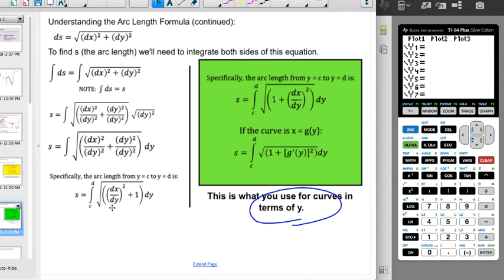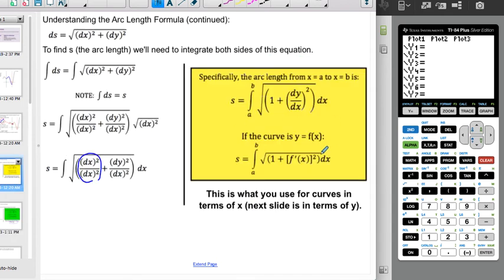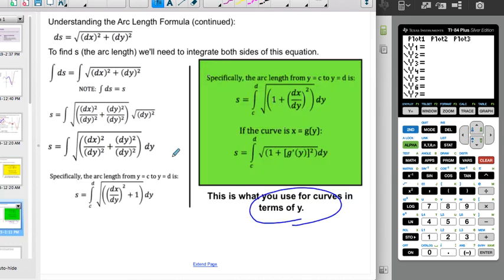Most of the time, since addition is commutative, we switch this around so it looks like the same formula that I had in the yellow box, where it was 1 plus whatever the derivative squared is. So again, I have 1 plus whatever the derivative of the function is with respect to y, quantity squared, and then I integrate with respect to y.